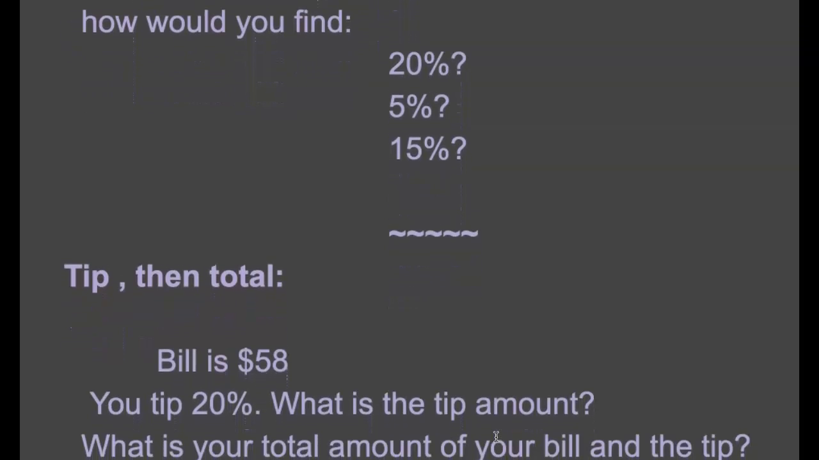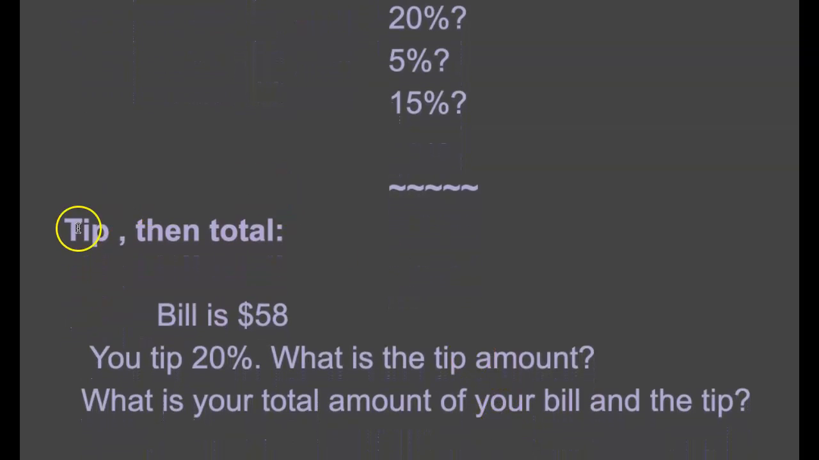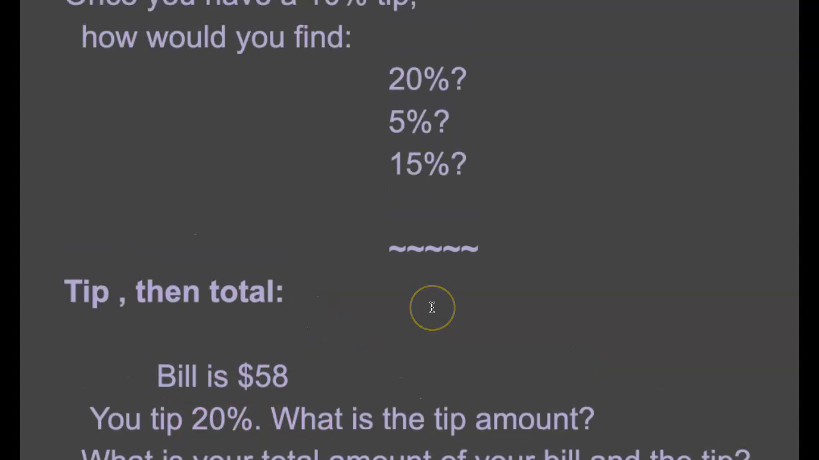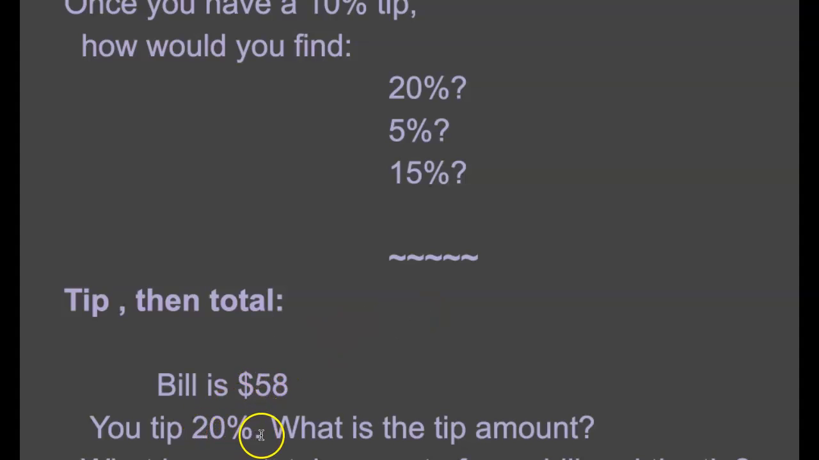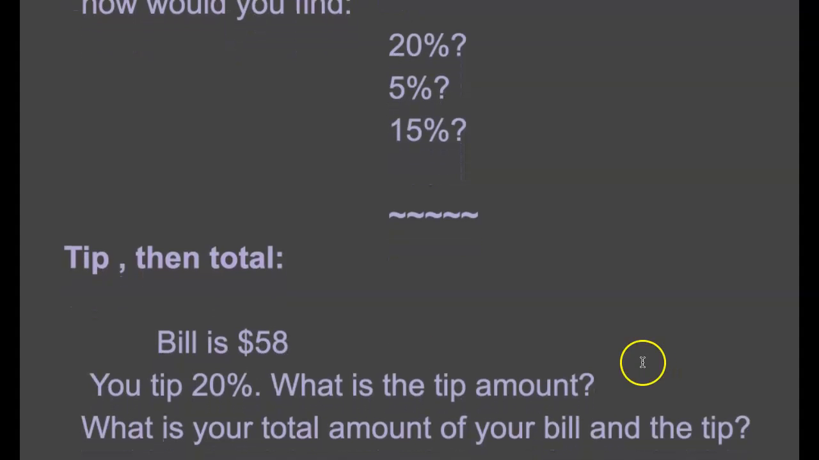All right. So you have a bill that is $58, and you're going to tip 20% of that $58. So write down how much the tip amount is, 20% of $58. Then total your amount of the $58 bill and the tip, and choose the right answer.